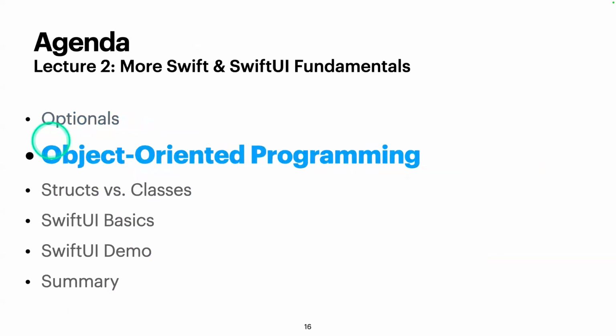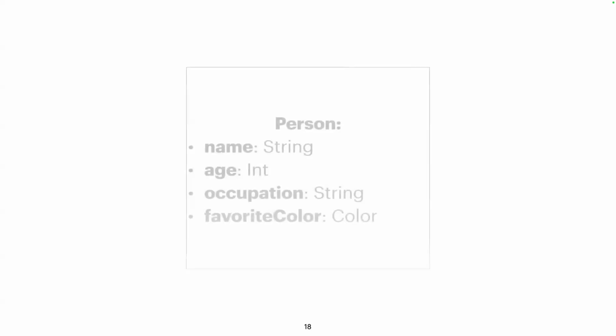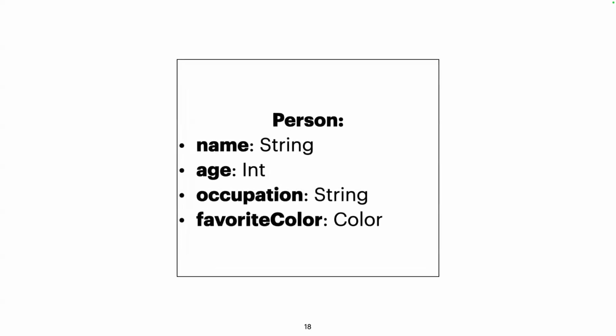All right. I want to go to object-oriented programming. So, how many of you have heard of object-oriented programming? Okay, most of you. Object-oriented programming is a programming paradigm that organizes code into objects that help encapsulate data and behavior. It allows your code to be more modular, reusable, and easier to maintain later on.